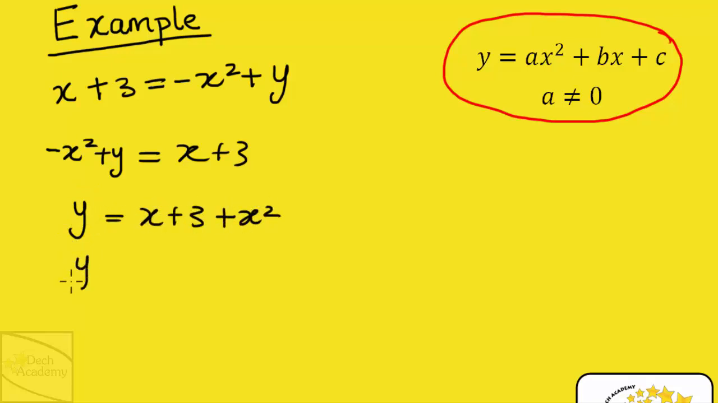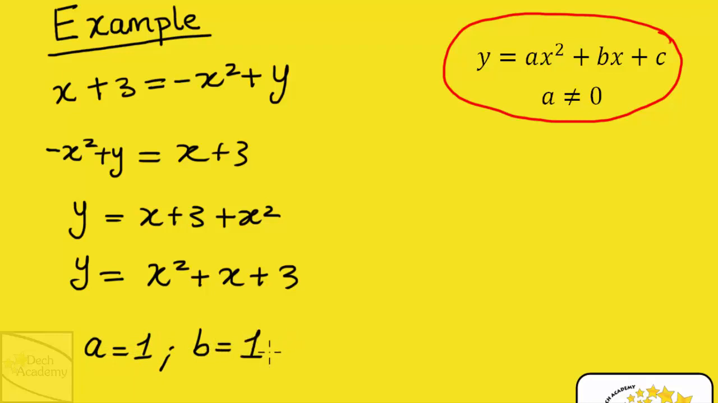Now rearranging the right hand side terms in the order of the general form, so the x squared term coming first, then the x term, then the constant term, gives this. Now, is this a quadratic equation? Well, let's see. What's the value of a? A is 1 if you compare the coefficients of x squared. B is determined to be 1 if you compare the coefficients of x, and c can be easily determined to be 3 just by comparing the constant term.